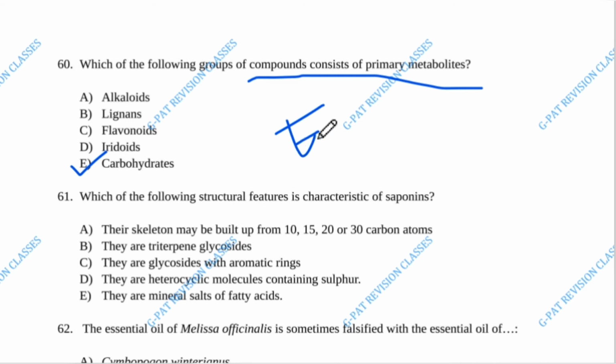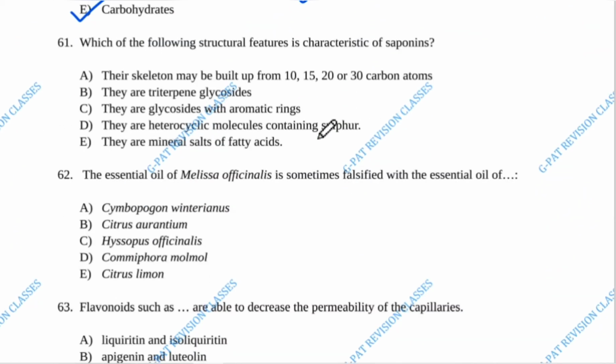Next is question number 61: which of the following structural features is characteristic of saponin? The answer is B, they are triterpene glycosides.